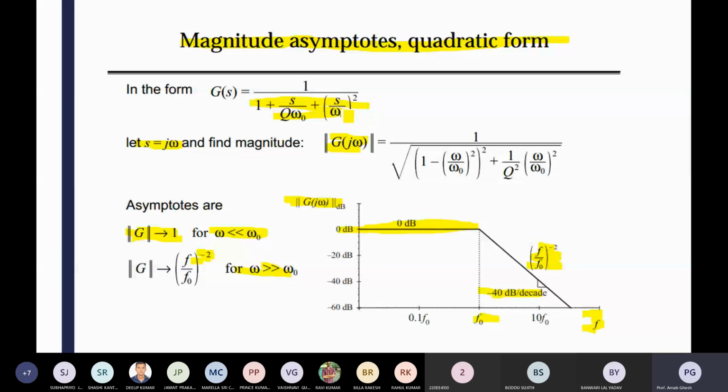minus omega by omega 0 whole square. That's why it is coming. That is the real part, and the imaginary part is only j omega by Q omega 0. So that's why 1 by Q square into omega by omega 0 square. I think all of you are able to understand, na? So there should not be any confusion. If you have any problem you can ask me again, and I can repeat some of it. Basically this is a very basic form, that's why I am moving very quickly.